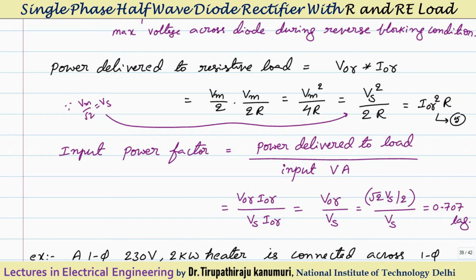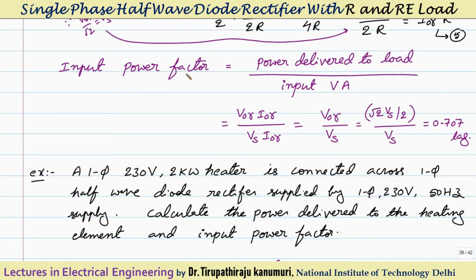Now comes the important parameter, how to calculate the input power factor. Because we know the power is equal to V into I into cos phi, that means Vrms into Irms into cos phi, cos phi will be nothing but the power divided by Vrms into Irms. So we have to take the power that is delivered to the load. Power delivered to the load in this case will be VOR multiplied by IOR, because from load to load this equation can change, but power delivered to the load is fixed. So power delivered to the load divided by input volt ampere.